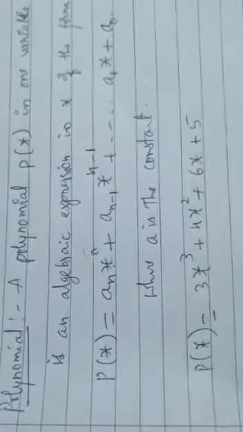where a0 is the constant, and a1 is the coefficient of x. Let me write an example. P of x is equal to 3x cube plus 4x square plus 6x plus 5. Look at here.